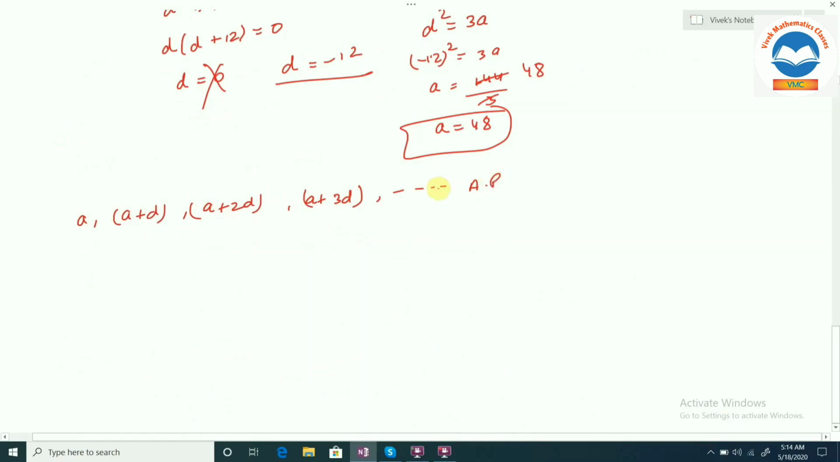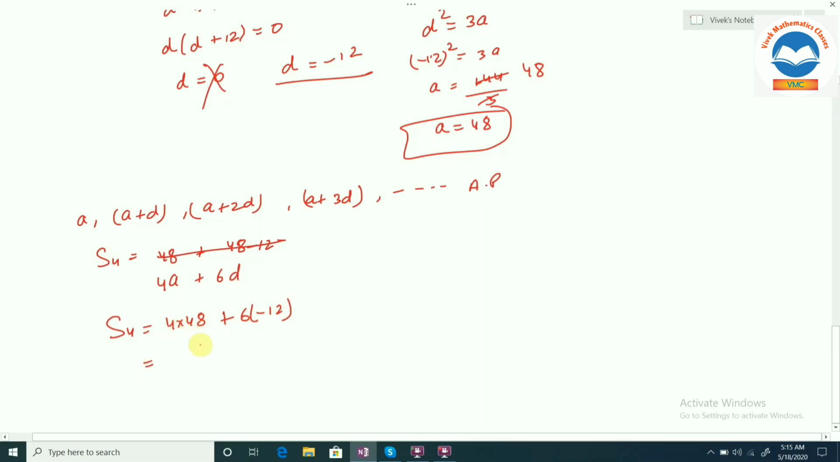In this AP they are asking S4. It means T1 is 48, plus 48 minus 12. Actually, I will add like this. If you add all this, how much will you get? a plus a plus a plus a, 4a, plus what will be the coefficient of d? 1 plus 2, 3. 3 plus 3, 6. 6d. Okay, so we will get S4 as 4 into 48 plus 6 into minus 12.